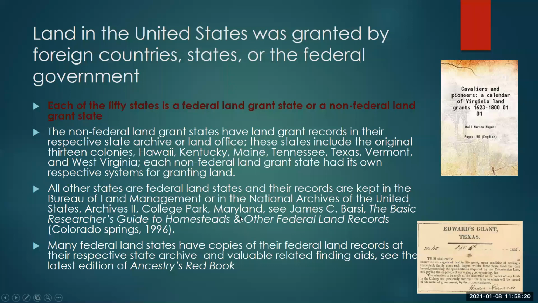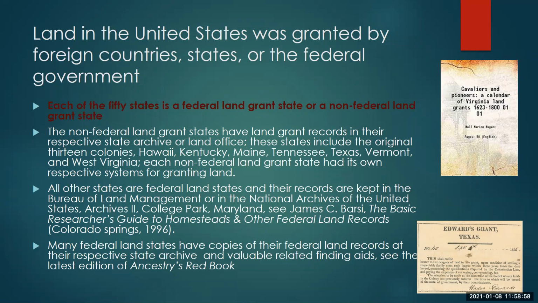Now, if you want to go into more detail than we will go into in this session, see James C. Barcy, The Basic Researcher's Guide to Homestead and Other Federal Land Records. Okay, many federal land states have copies of their federal records at their respective state archive. And that's always a good thing to do, even if it's a federal land state like Oklahoma or Arkansas or Alabama. Check at the state archives and see what they have in regards to federal land grant records.